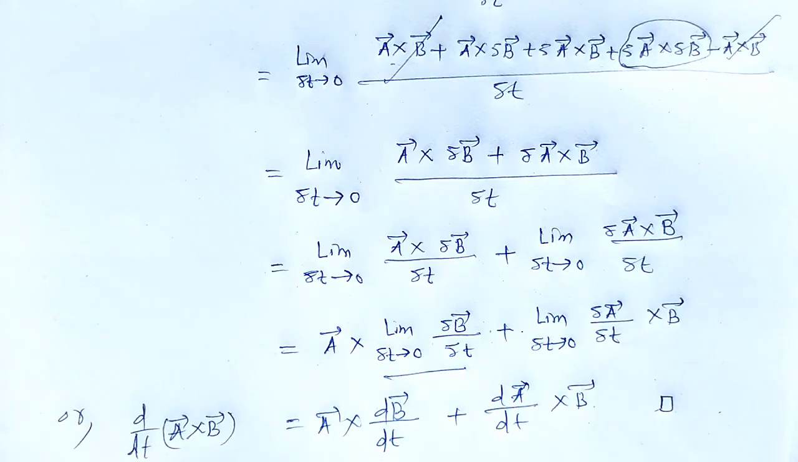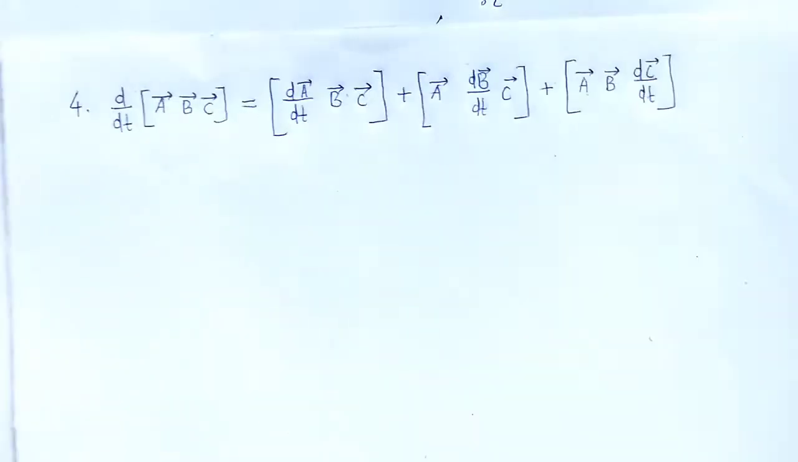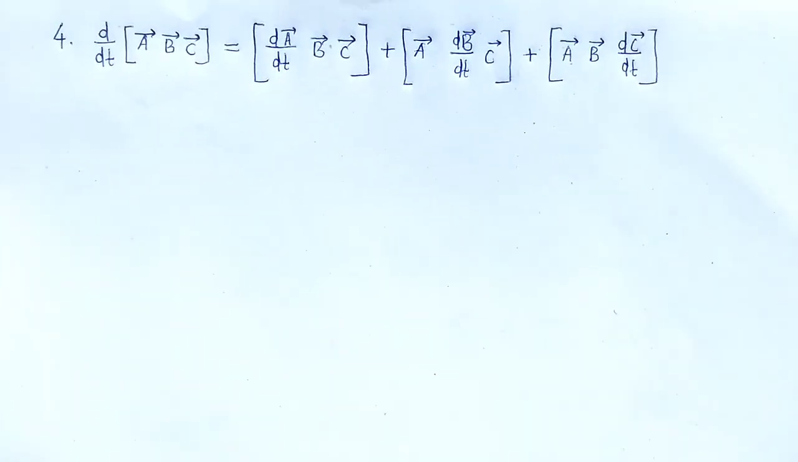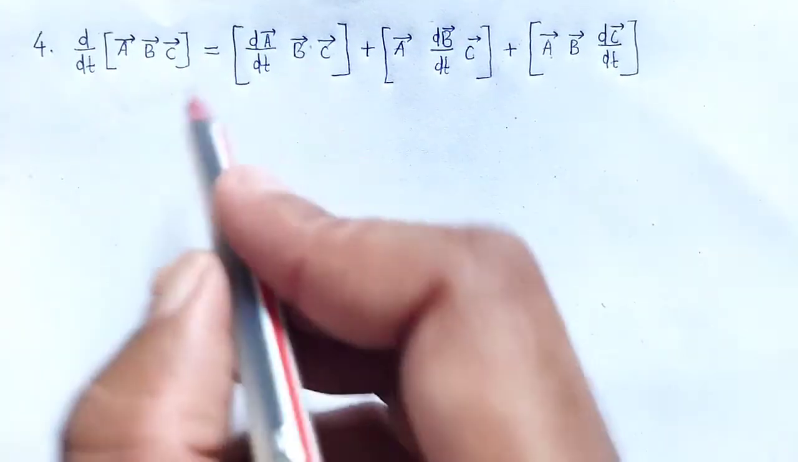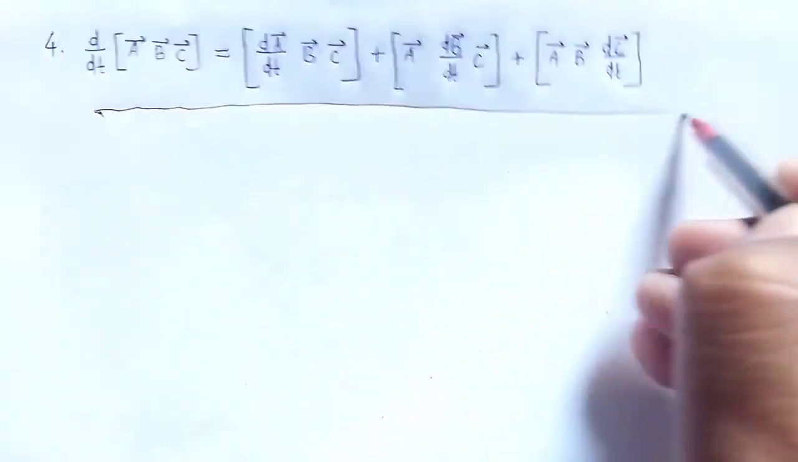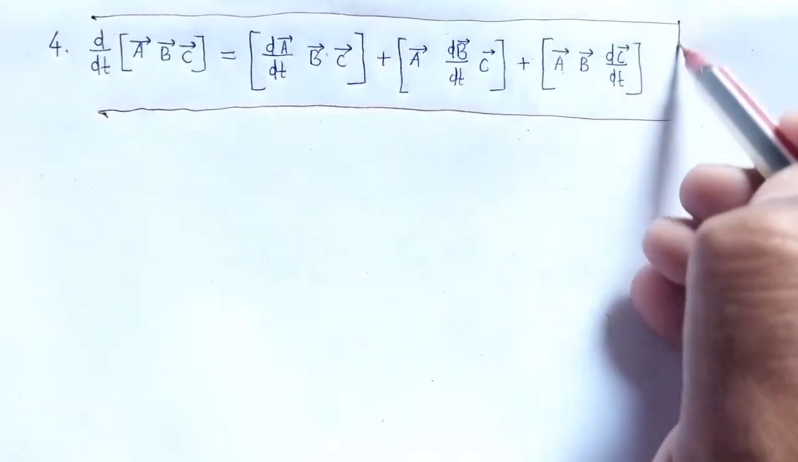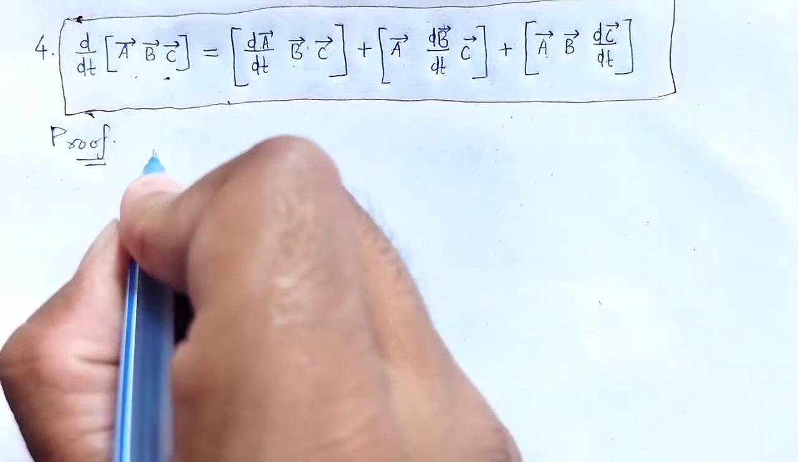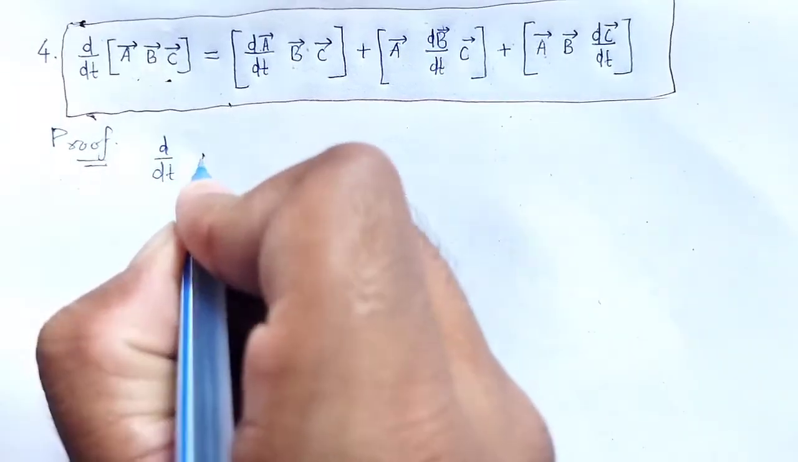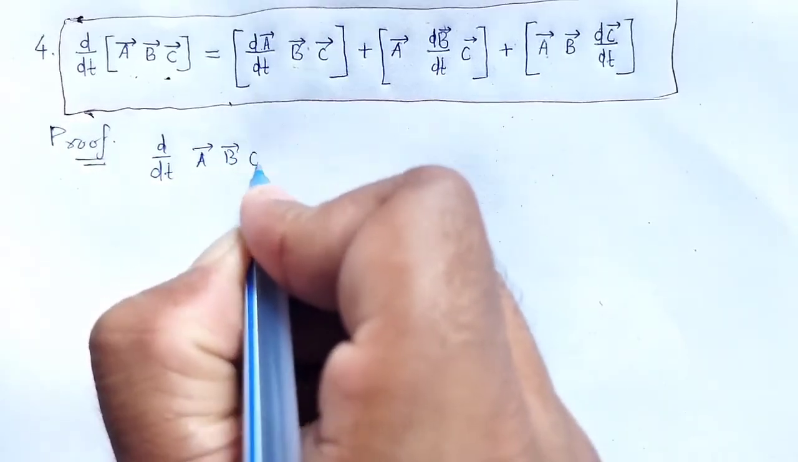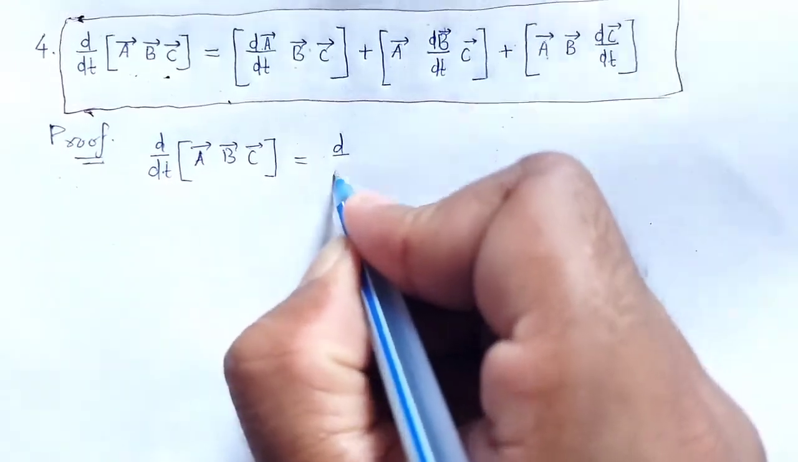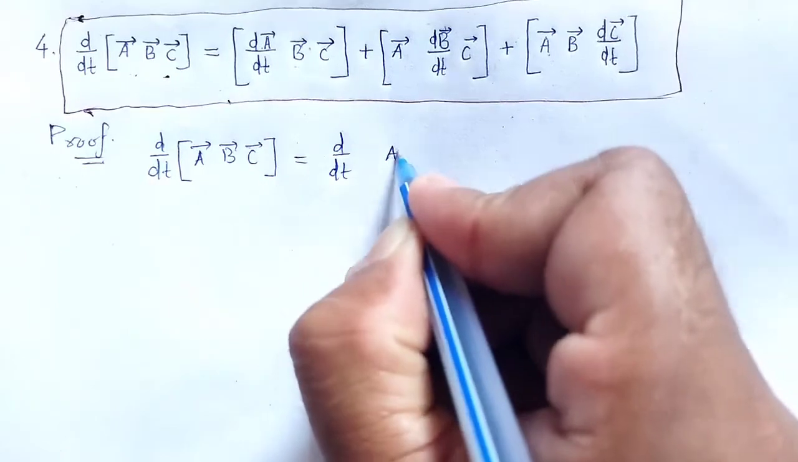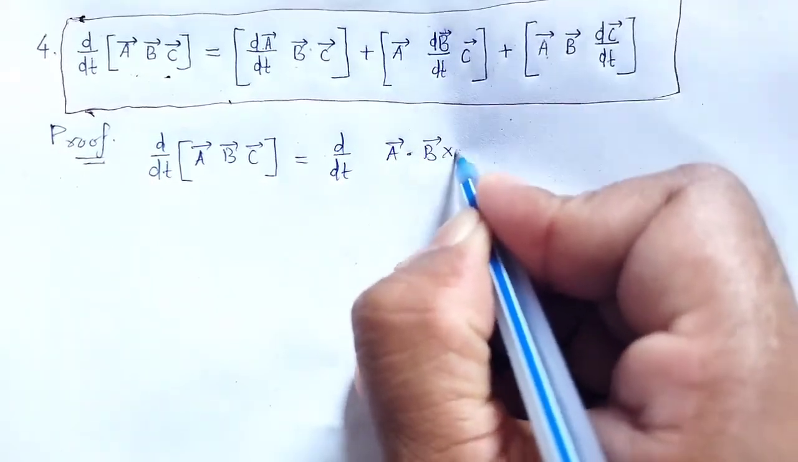Now that is the scalar triple product, where three vectors are combined by dot and cross product with each other. The representation looks like this: d/dt of [a b c], that means a · (b × c), as we discussed in vector algebra. So d/dt of a · (b × c).